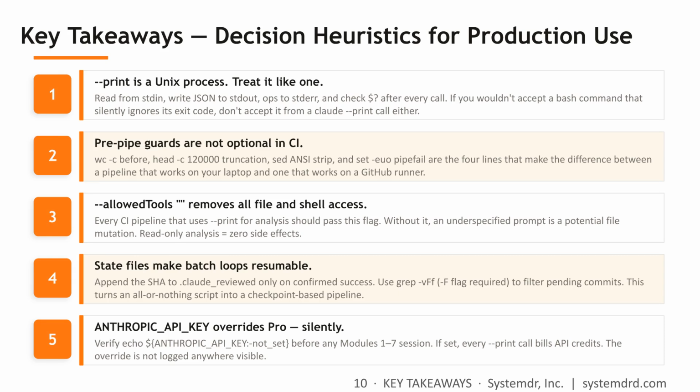5. ANTHROPIC_API_KEY overrides Pro, silently. Add echo $ANTHROPIC_API_KEY as the first line of every Claude-related script. One line that eliminates the billing surprise entirely. If you remember nothing else from this lesson, remember heuristics 1 and 5. Those are the 2 that cost real money or real time when you get them wrong.